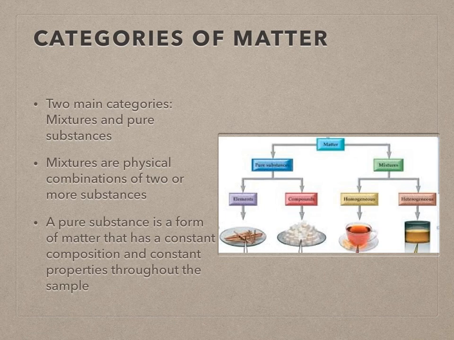A pure substance, on the other hand, is matter that has a constant composition. We can be talking about things like copper, or a compound like sugar or anything like that. Those would be examples of pure substances.